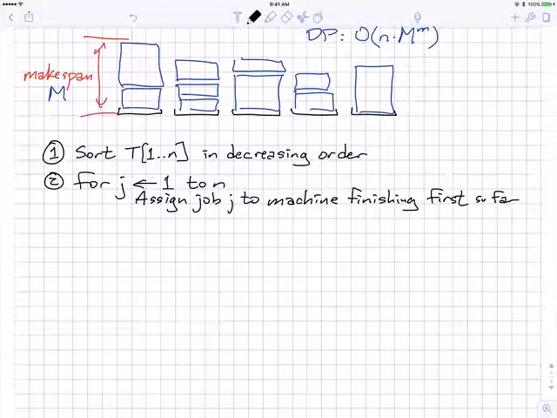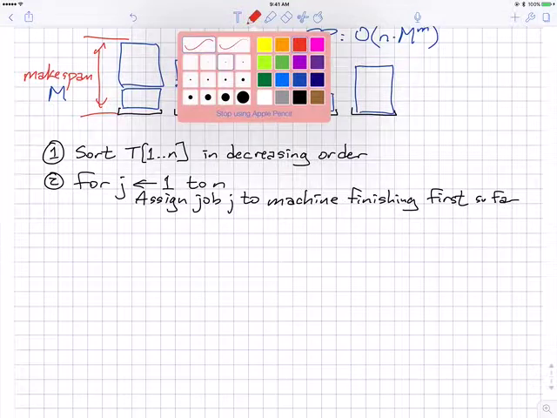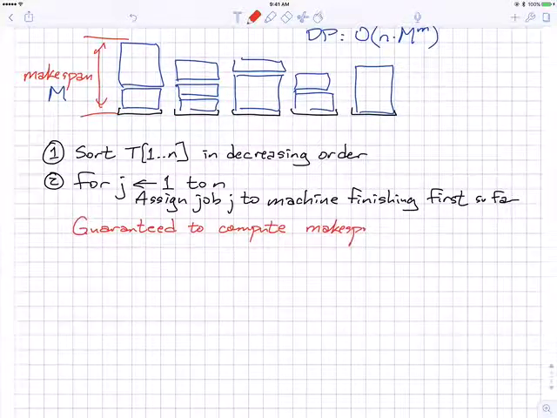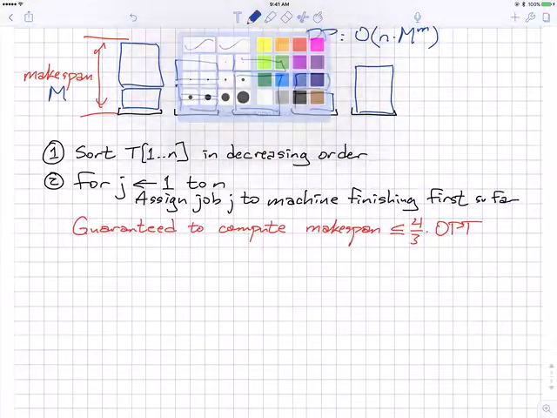So it turns out that this algorithm is guaranteed to compute a solution where the makespan is at most 4/3 times the optimum makespan. So it's at most 33% larger than optimal. Now I'm not actually going to prove 4/3. That requires a few more details than I'm prepared to do right now.